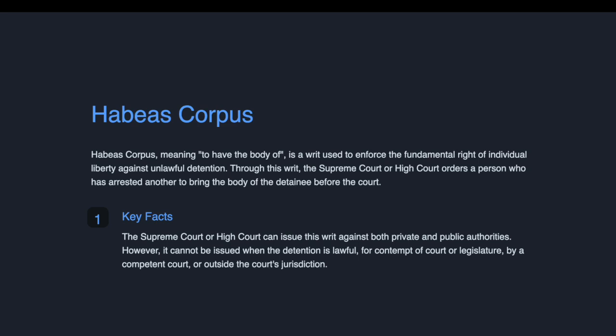We will see the types of writs in India. The first is habeas corpus, to have the body. It is a writ issued to enforce the fundamental right of individual liberty against unlawful detention. Through this writ, the Supreme Court or High Court orders a person who has arrested another to bring the body of the detainee before the court. The Supreme Court or High Court can issue this writ against both private and public authorities.